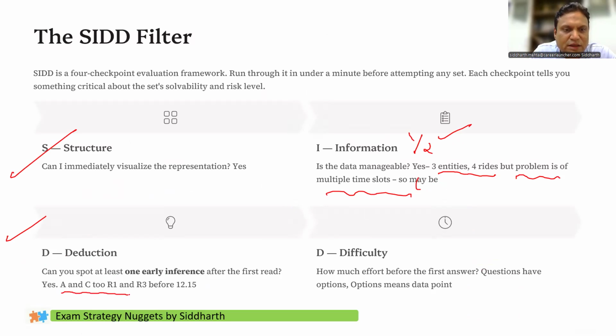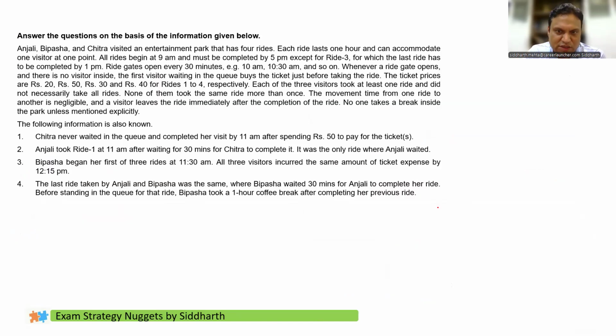Yes. A and C took R1 and R3 before 12:15. That's for sure. Difficulty: questions have options, and options mean data points. I think that it's pretty okay. Once again, I will say this is a half tick for me. So I have three ticks. I should look at attempting it in round 1 itself in the CAT exam. Now let us solve the question.